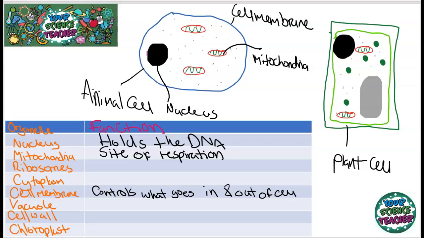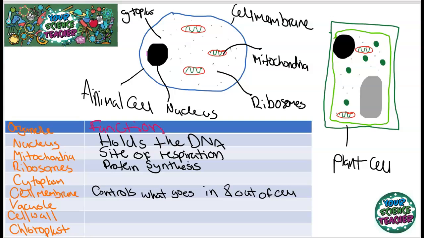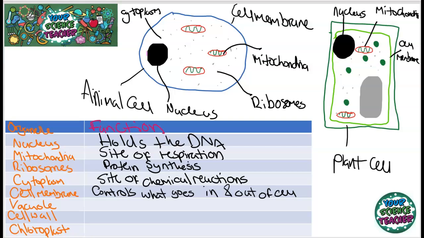You also see these tiny dots as well in your cells, and that is called ribosomes, and that is the site of protein synthesis. And all of this cell is inside this gooey substance known as cytoplasm, and the cytoplasm is where all the chemical reactions for the cell take place. I've added labels on the plant cell to show where there is overlap, where the nucleus, mitochondria and cell membrane are in a plant cell as well.